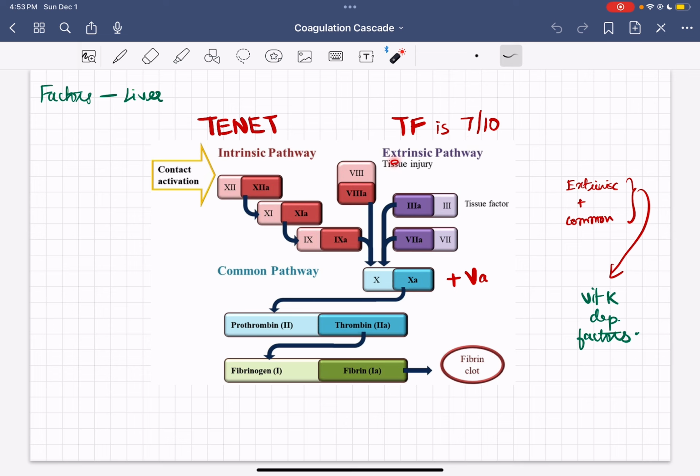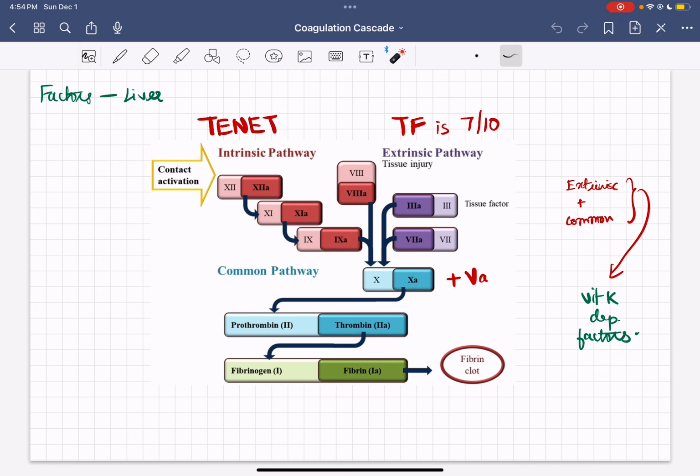Alright, now what about the extrinsic pathway? Extrinsic pathway starts with your tissue factor, which is your factor 3. Alright, so factor 3 is converted into 3A, which then converts factor 7 into 7A, which then joins the common pathway, and that converts 10 into 10A. So that's why T, which is your tissue factor TF, which is factor 3, is 7 out of 10. It converts 7 into 7A, then the 7A converts 10 into 10A. So tissue factor is 7 out of 10. That's the mnemonic for the extrinsic pathway. So TENET and tissue factor is 7 out of 10.